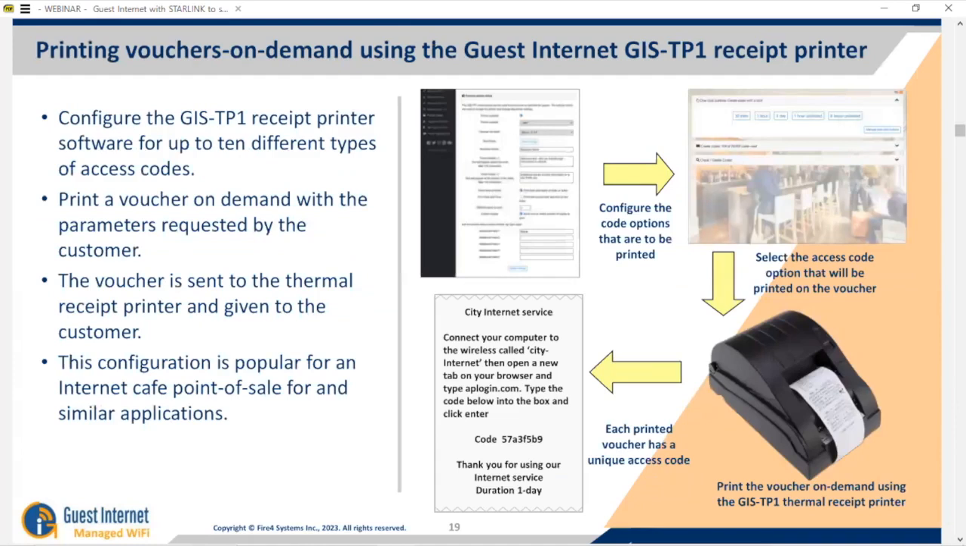We have a printer called the GIS-TP1, which is a print on demand that might be suitable for some applications. We can set up a tablet with up to 10 buttons, and pressing a button generates a code with the same information as the voucher, but on a thermal printer. The diagram shows how that code appears and the information on the printer.